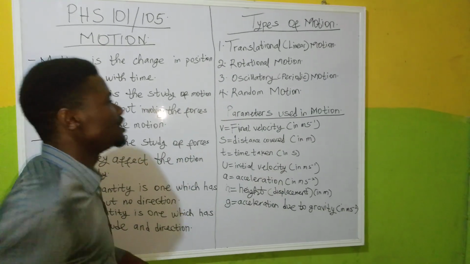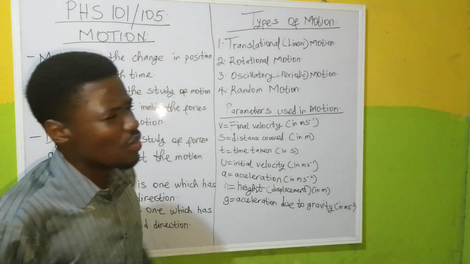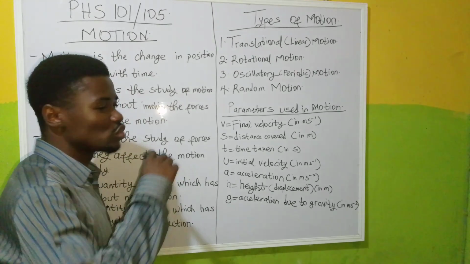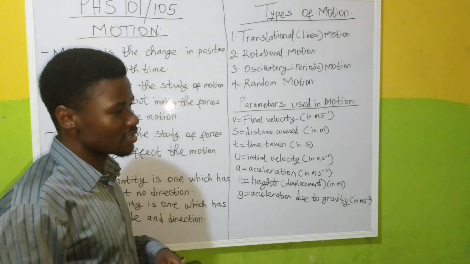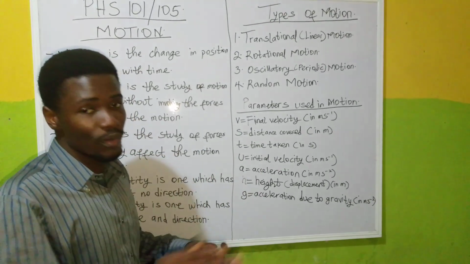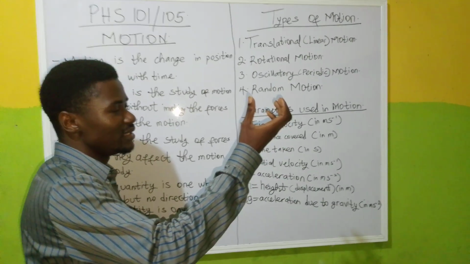The next one is oscillatory or periodic motion. What is oscillatory or periodic motion? It is a to and fro motion. An example of oscillatory or periodic motion is the swinging of a pendulum bob, a mass.